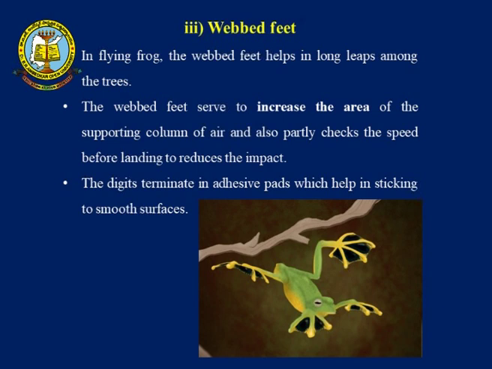Webbed feet. Other than that, in the flying frog, the webbed feet help in long leaps among the trees. The webbed feet serve to increase the area of the supporting column of air and also partly check the speed before landing to reduce the impact. If they were to jump very fast onto the ground, they would break their bones. So, the webbed feet help them to land very softly onto the ground. The digits terminate into adhesive pads, which help in sticking to smooth surfaces.